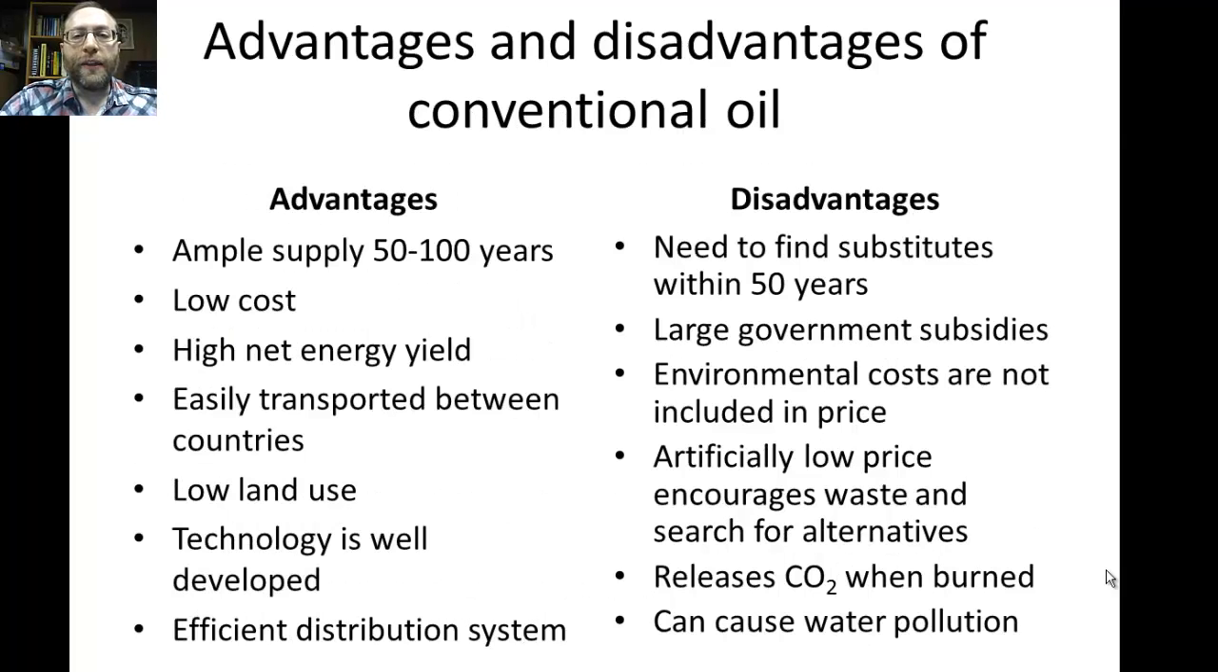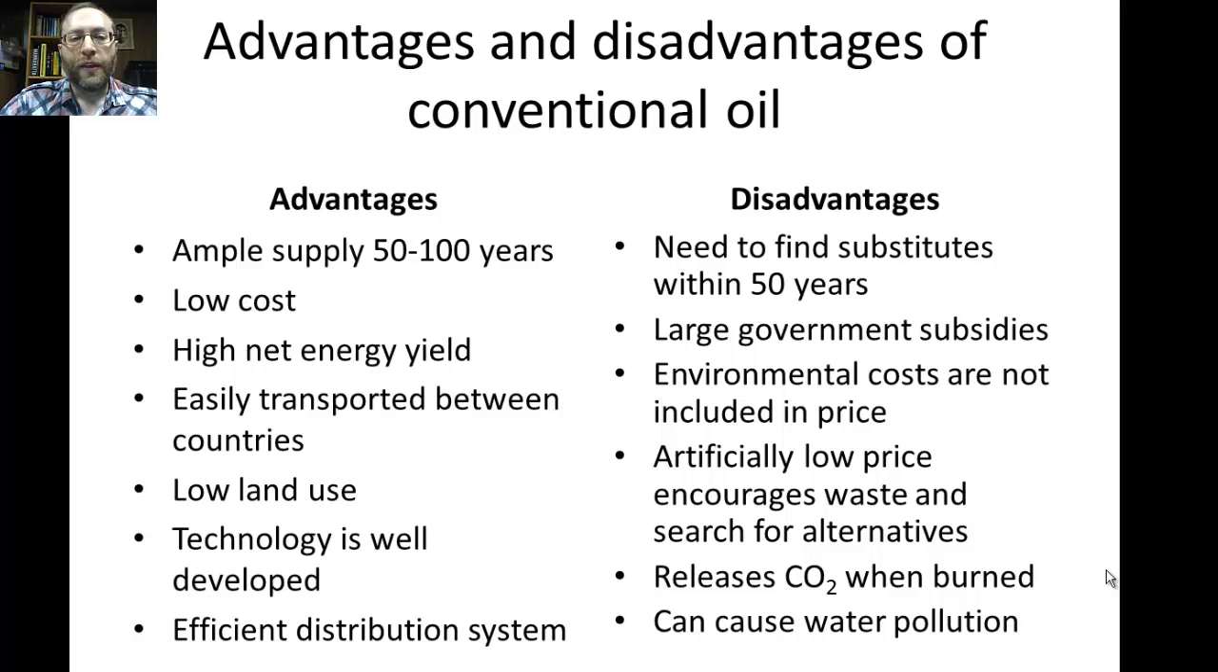And here we have a summary of the advantages and disadvantages of conventional oil. Advantages are that it gives us an ample supply for the next 50 to 100 years. It has a very low cost. It has a high net energy yield. It's easily transported between countries. It has very low land use since we drill and we don't mine. And the technology is well developed and it has a very efficient distribution system.